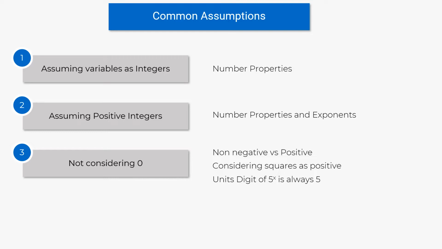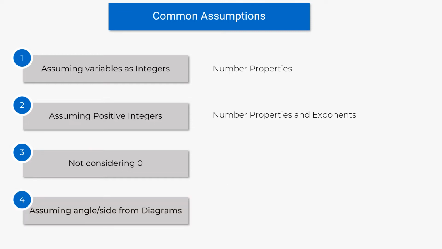Now, this kind of problems especially happen in DS questions. So if you do not consider zero, then it is gonna create issues in some DS questions. Now, another common assumption that students make is that they assume some angles or side based on how the diagram provided with geometry questions look.